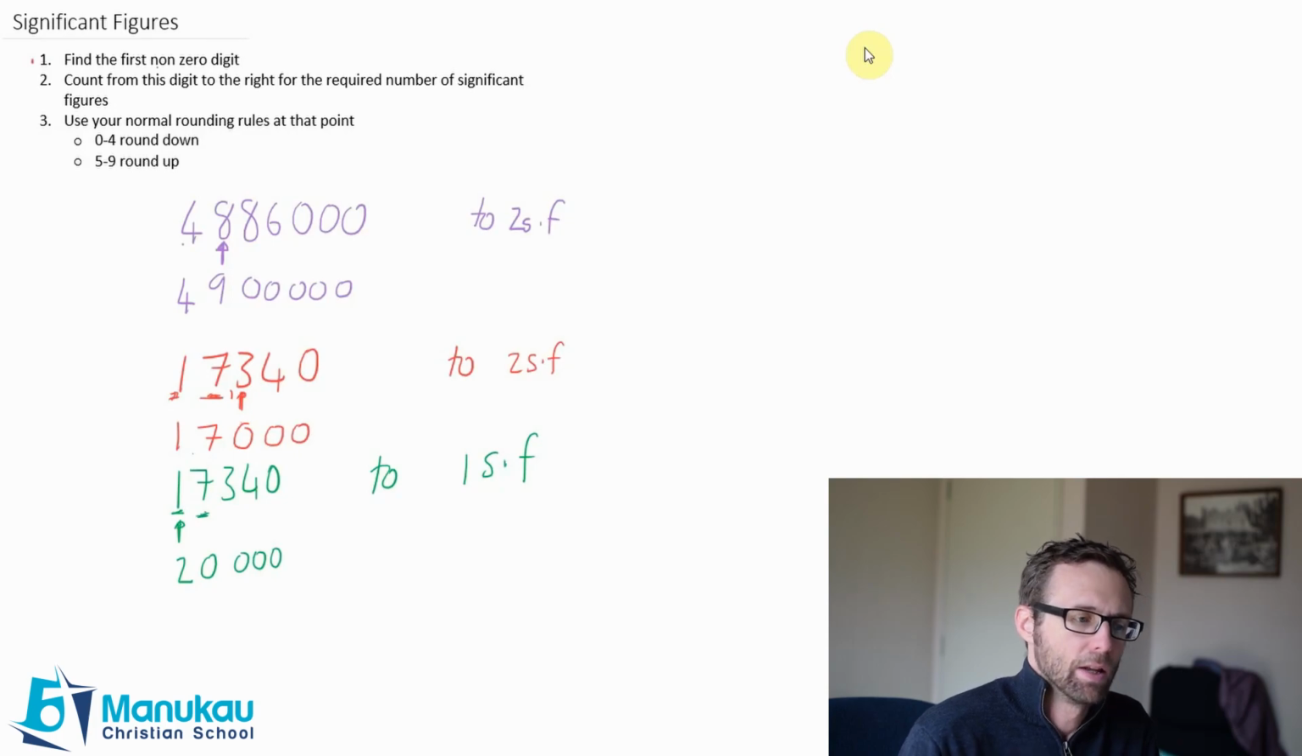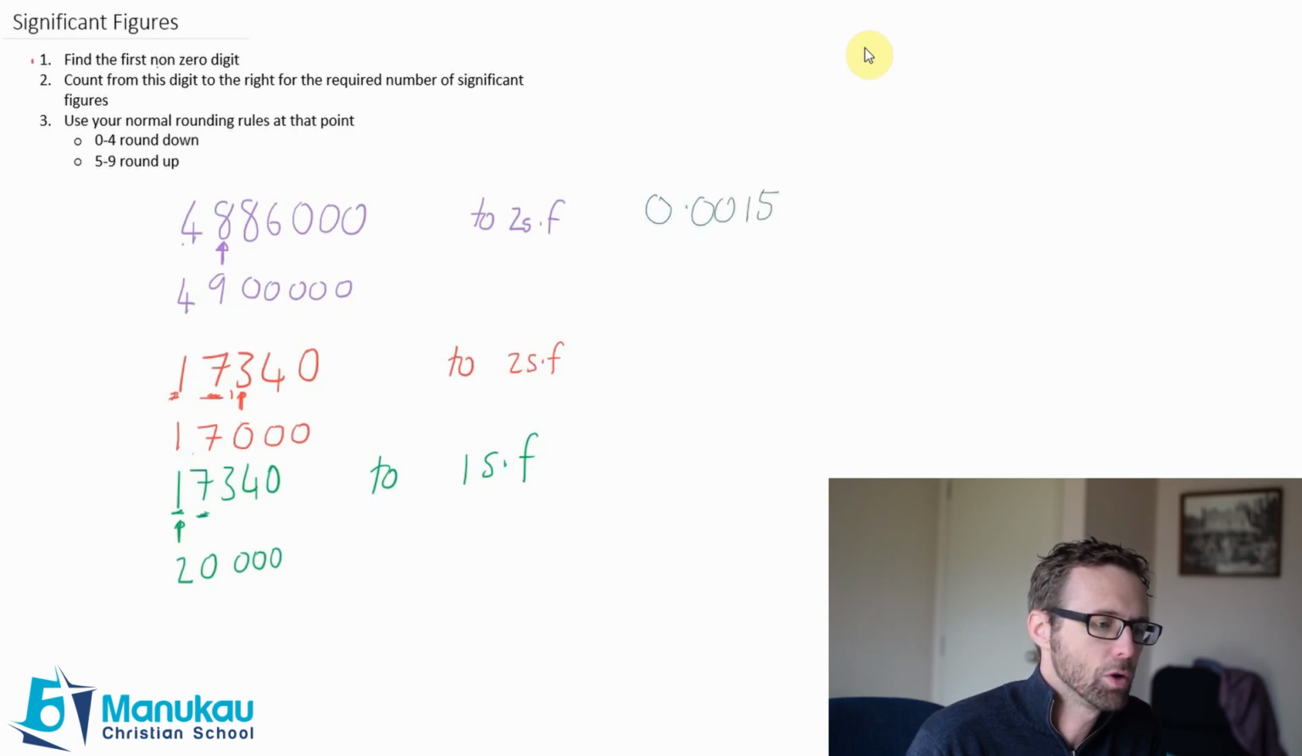Okay. Let's try a couple more just to see if we have really got the hang of this. Here we go. Let's say we've got 0.00152 and we want to do this to one significant figure. Okay, this is a decimal, so we've got to find our first non-zero digit. That is this one here. We count from this digit to the right for the required number of significant figures. Well, we're already there. 1. It's right here. And to decide what happens, we then look at this one here. This is a 5 or more, so we know that this is going to round up.